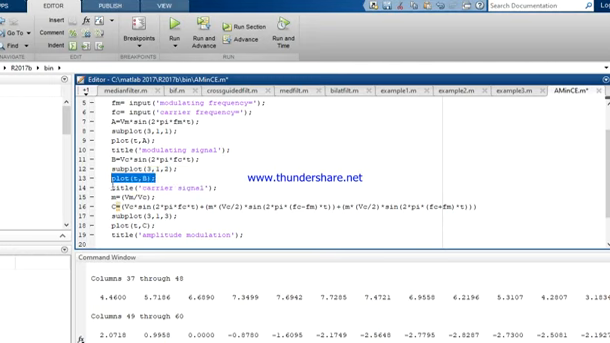So for the plot of t comma b, we can put the title, that is, the carrier signal. And the title we put inside single inverted commas in MATLAB.